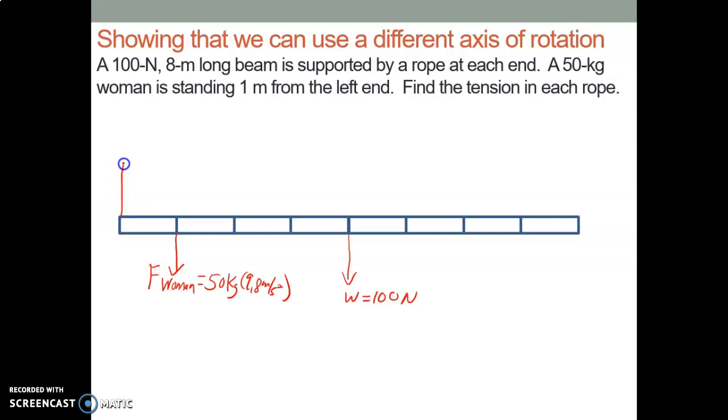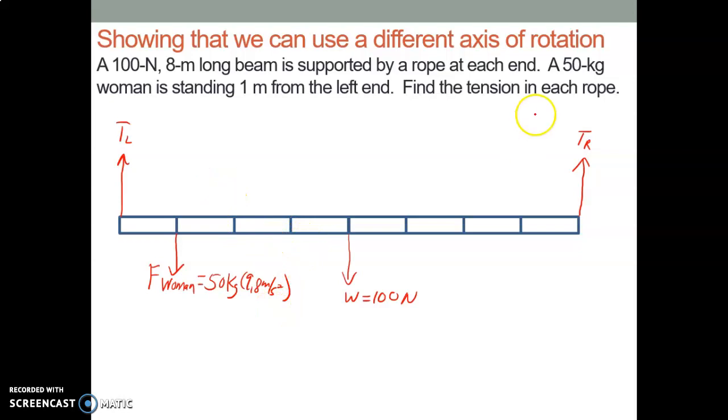There's a rope at each end, so we have a tension. We'll call that T sub L. And a tension here, that's straight up. I know it looks a little crooked, but that's a straight up arrow. The problem wasn't super specific, but we're going to assume the ropes are going straight upward.